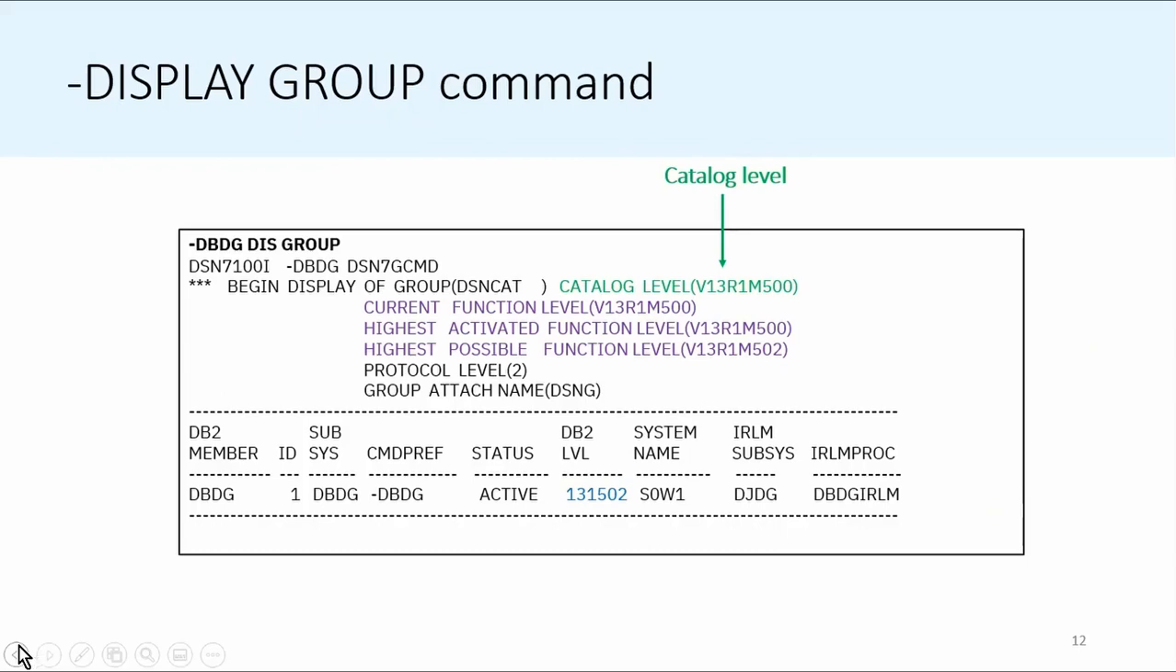At the bottom, you can see in blue where the code level shows up. Because of the nature of the display, we have restricted the number of characters, so we're taking V13 R1M 502 in this case and describing it as 13.1.502. So in this system, they have maintenance up to 502.